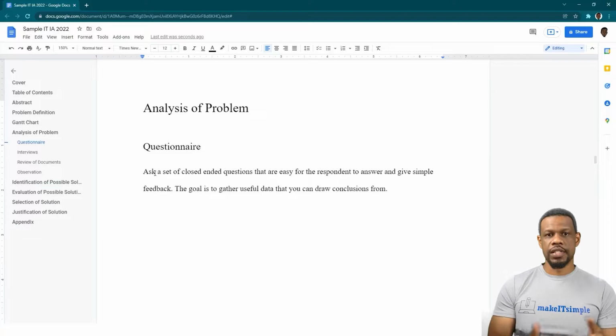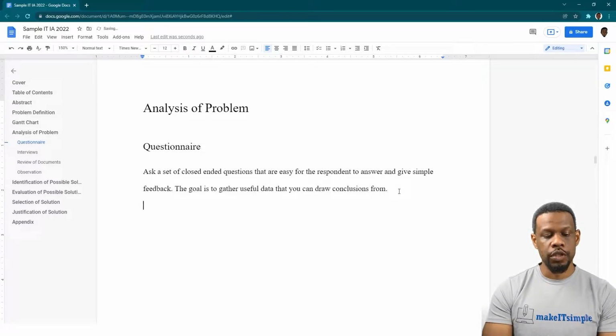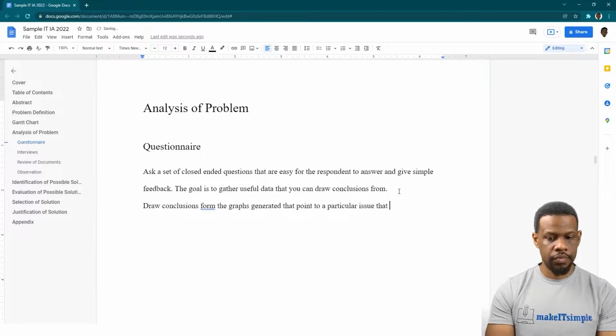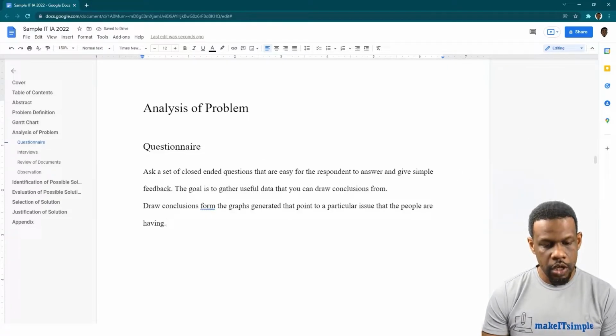When you do these questionnaires, you want to send them out to multiple people. You'll be using Google Forms, right? Now, after you finish your questionnaire, you want to draw conclusions from the graphs generated that point to a particular issue that the people are having.